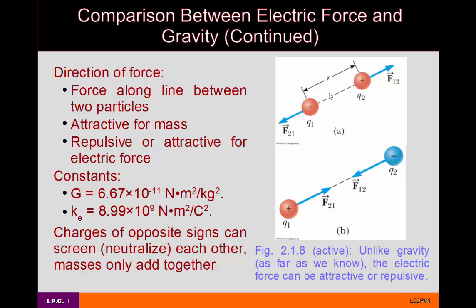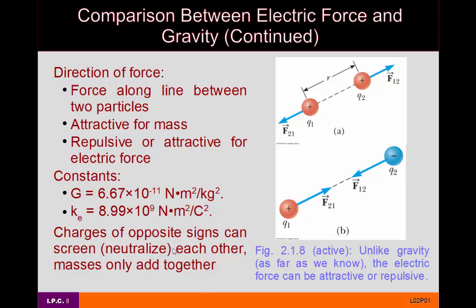If we're talking about charges, then you can have a repulsive force in which the arrows point away from the mutual center, or an attractive force in which the force arrows point towards the center. Here are the two constants: the gravitational constant, 6.67 times 10 to the minus 11 Newton meters squared per kilogram squared, and Coulomb's constant, 8.99 times 10 to the plus 9 Newton meters squared per Coulomb squared.